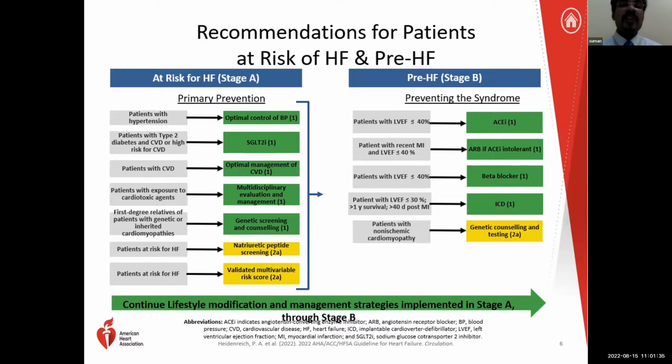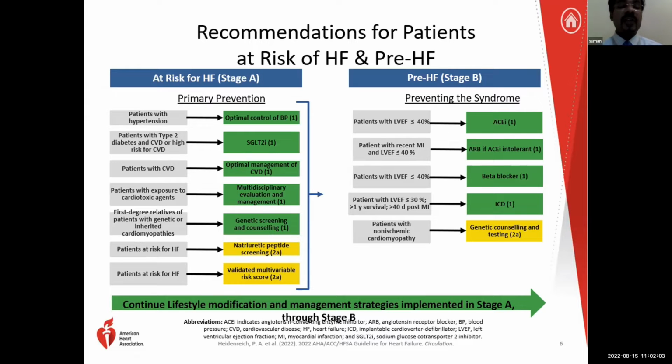So coming to recommendations for patients at risk of heart failure and pre-heart failure, we'll start with stage A. Here the primary prevention. That is, patients with hypertension, we have to optimize the medicine and we need optimal control of blood pressure by the medications. And the patients with type 2 diabetes and cardiovascular disease or high risk of CVD, SGLT2 inhibitors are the choice. And patients with cardiovascular disease, optimal medical management.